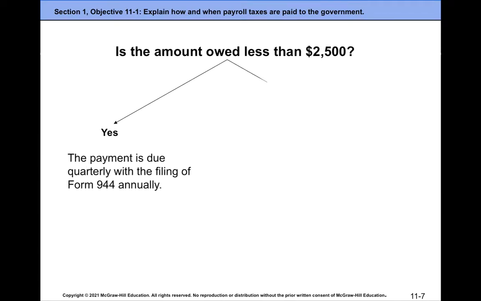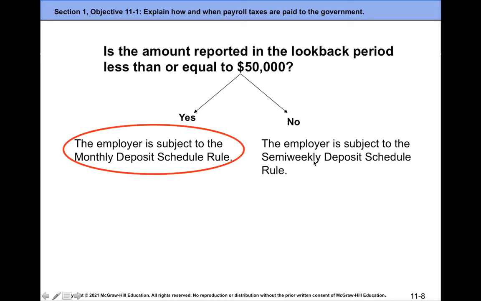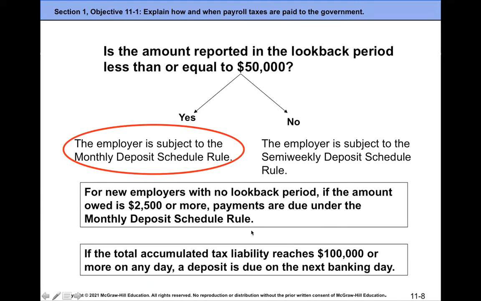You don't need to really know the details, but in general, if in the look-back period, in the past year and a half, we owed less than or equal to $50,000, then in the next year we will have to make deposits every month. Once a month, we have to transfer funds electronically for federal income tax for employees, Social Security, and Medicare to the IRS. If we owed more than $50,000, then we have to make a deposit semi-weekly, every 2 weeks. New employers that do not have a history or a look-back period, if they owe $2,500 or more, automatically become monthly depositors. And if the company owes $100,000 or more in payroll taxes on any day, then they have to make a deposit on the next banking day.